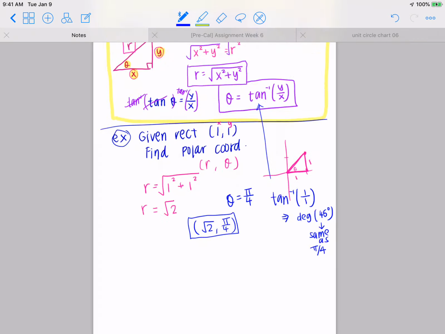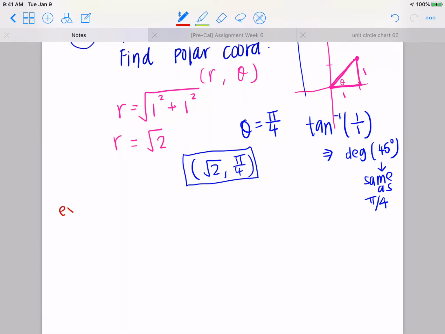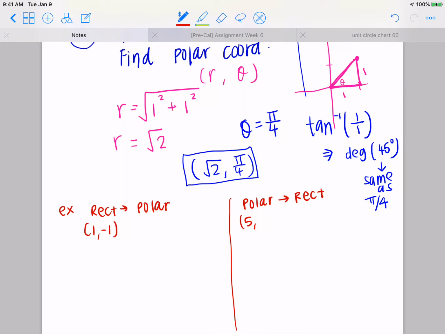Okay, I'm gonna show you 2 questions that you can practice. So rectangular to polar, which is 1 comma negative 1. And then if you can also do polar to rectangular, I'm going to give you 5 comma pi over 2. Yeah, let's do that one.